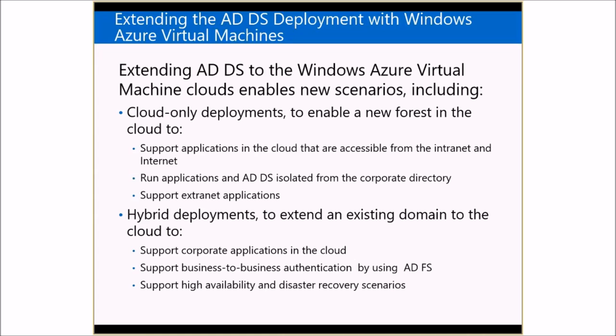You can run applications and Active Directory in isolation from your corporate directory. So basically, by having a cloud-only deployment, it's separate from your corporate Active Directory. They're not linked at all. And these are used mainly to support extranet applications.